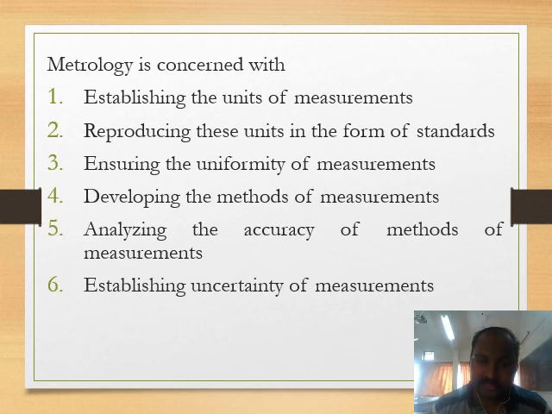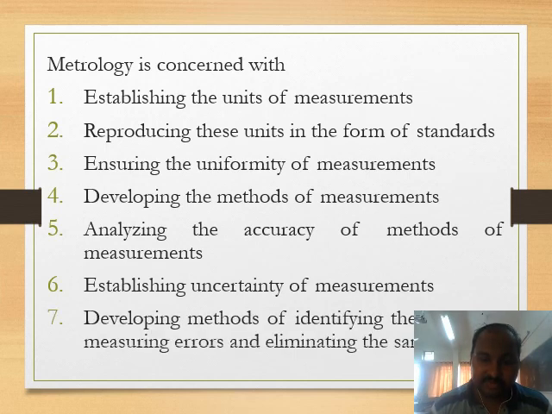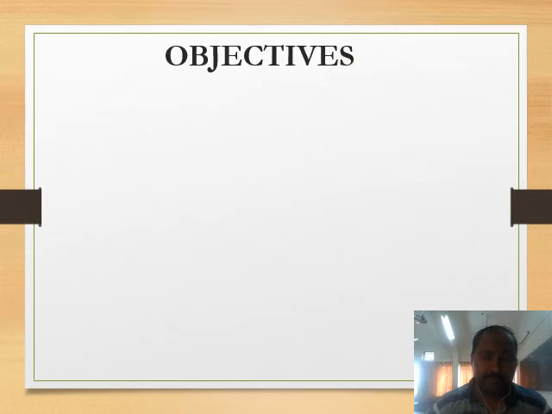And next is about establishing the uncertainty of measurements. Uncertainty of any kind of measurement needs to be established. We need to understand it and we need to bring it to certainty. I mean to say, we need to minimize the possible errors. We need to look in such a way that the measurement method gives proper readings every time when it is measured. Developing methods of identifying different possible errors in the instrument, and also we need to eliminate them. That is very important for any kind of measuring instruments.